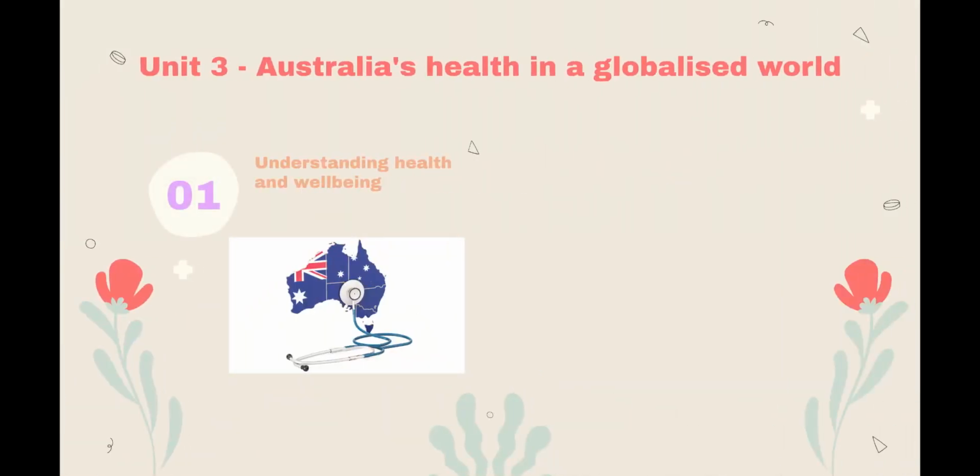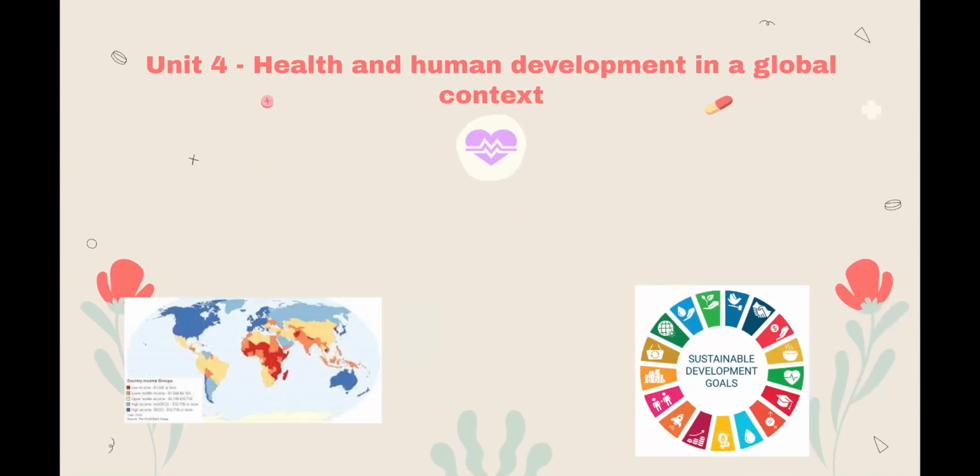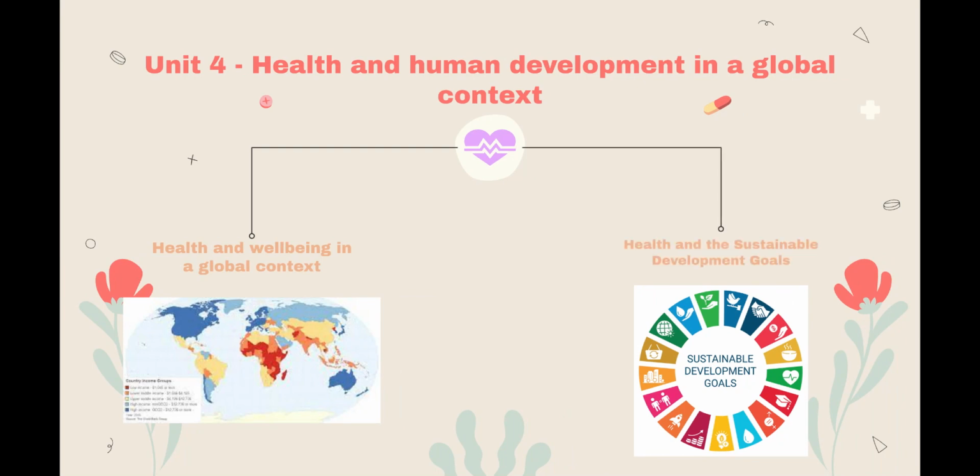Unit 3 looks at understanding health and well-being in Australia. So again, we pull from those five dimensions of health and well-being and how that's important. Then we look at promoting health and well-being and how it's promoted in Australia and through different countries. Then we go into Unit 4, which widens our view a little bit and looks at health and well-being in a global context.